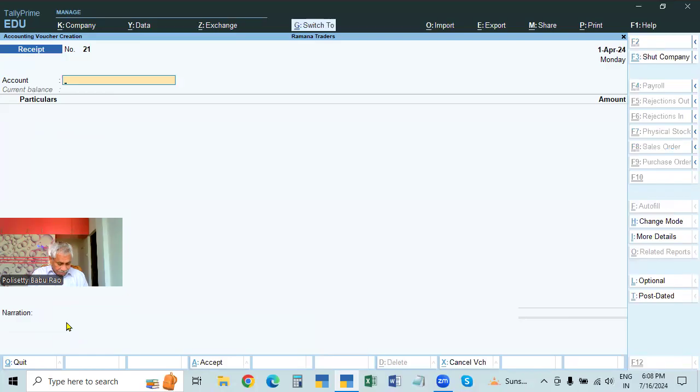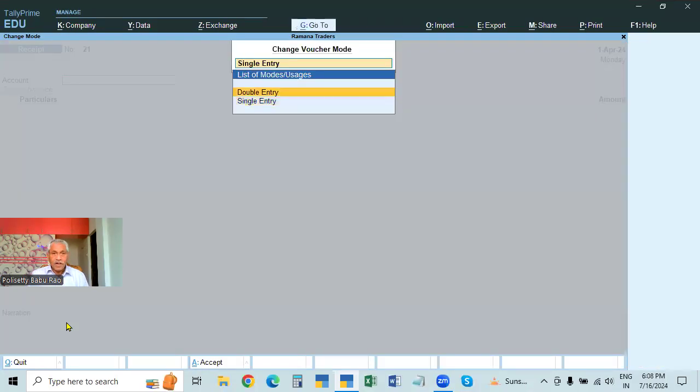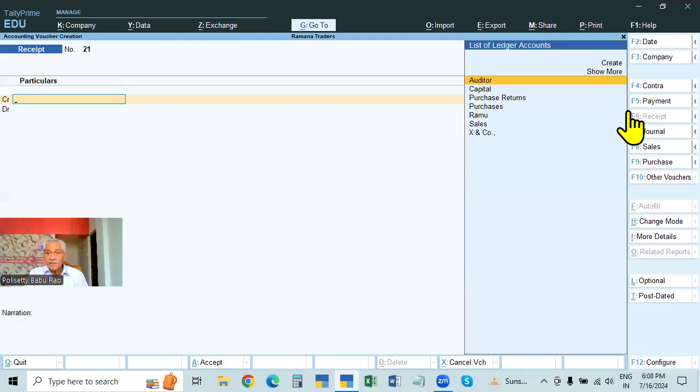Again we will go to double entry. Now payment. So here X and Co is the creditor. That means we purchased goods. Sorry, we purchased goods. Payment is the next one. From X and Co we purchased the goods, so it is the creditor. So we have to make the payment. That is why here we have to go to payment voucher.